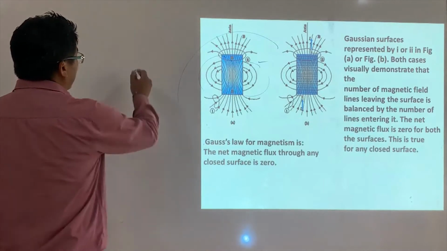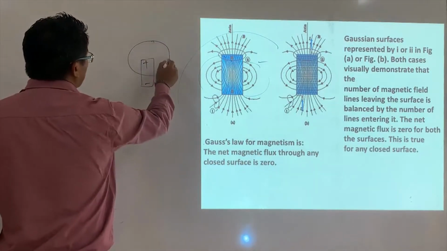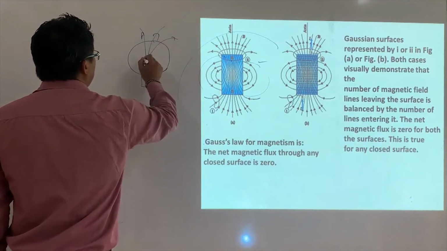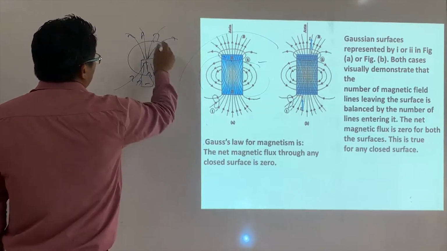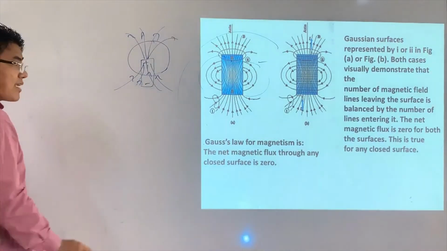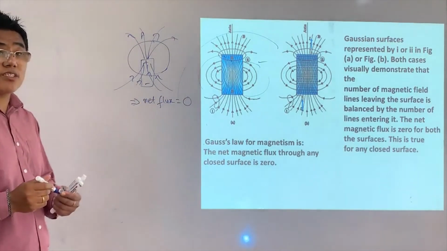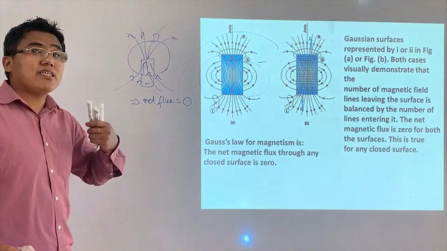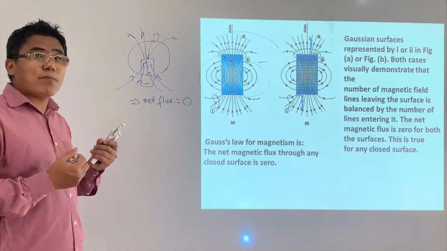Let's say I give you an example. This is the bar magnet. If I choose a closed surface like this, these are the field lines. What you find is that the number of field lines entering this closed surface is equal to the number of field lines leaving the closed surface. This implies that the net flux is going to be 0. This is very important. This is where you find the differences between an electric dipole and a magnetic dipole. And this implies that in the case of magnets, the two poles cannot be separated.